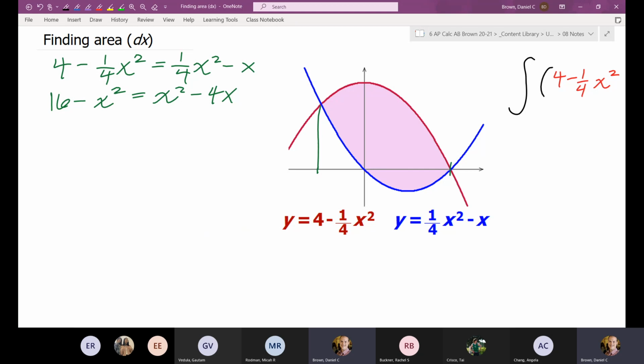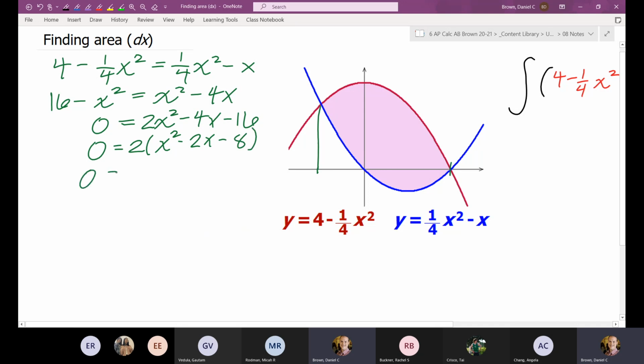We have 2 intersection points, so we better get 2 x values. So I'm going to go ahead and get one side equal to 0. Doesn't matter which side you get equal to 0. I'm going to add x squared to both sides. That negative 4x is fine. Subtract the 16. And then solve it from there. So I'm going to go ahead and factor out that 2.